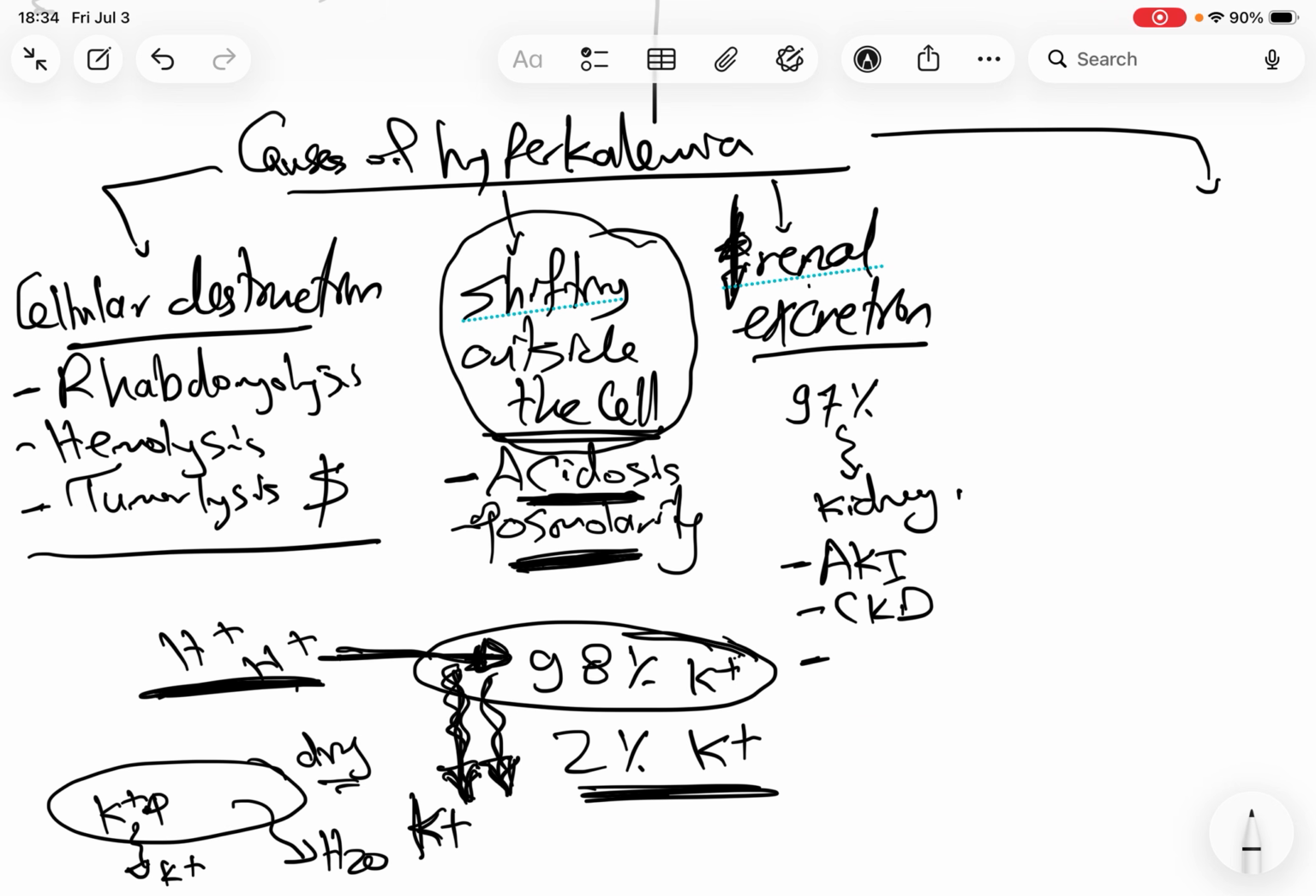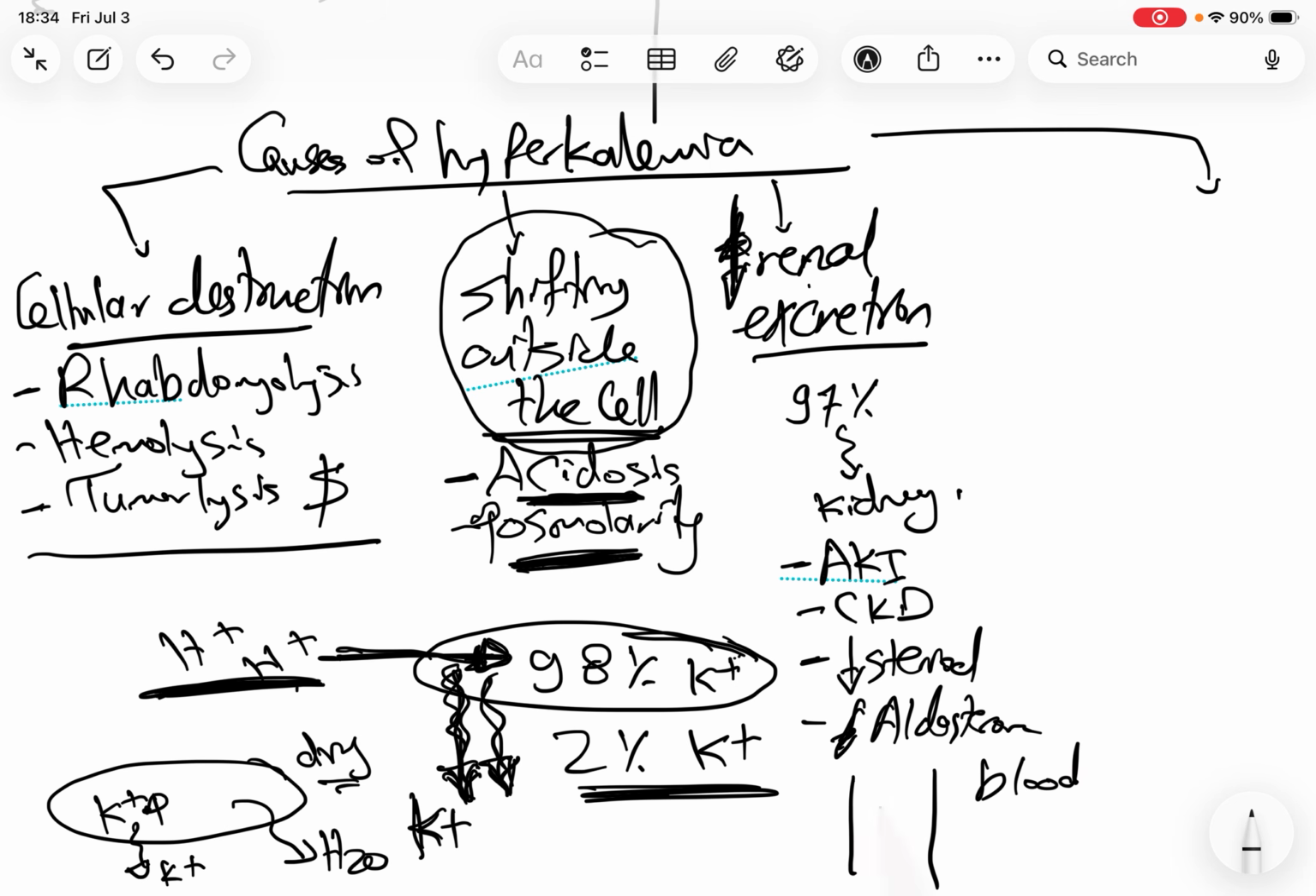And also, in some situations, if you have steroid insufficiency or decreased aldosterone, this will impair potassium excretion. If these are the collecting ducts and the blood is here, usually in the collecting duct there will be sodium and water reabsorption and potassium excretion, and this is induced by steroids and aldosterone. So decreased aldosterone or decreased steroids will decrease potassium excretion.